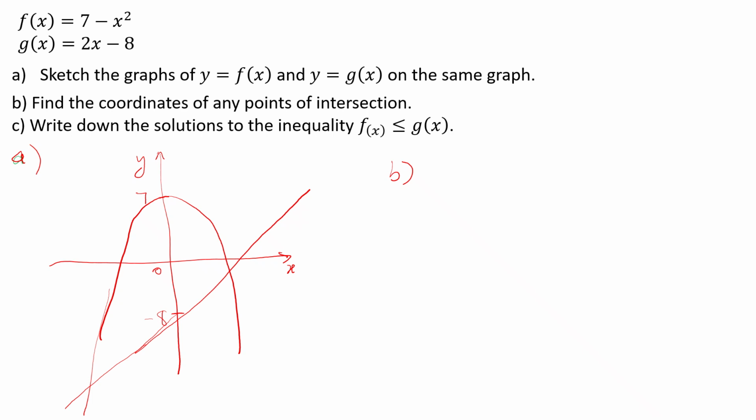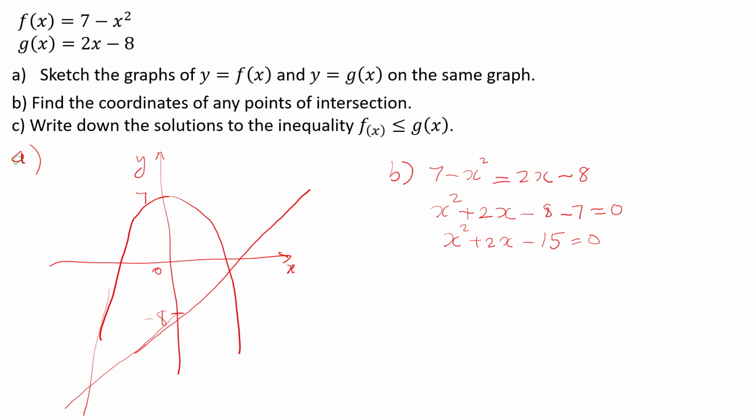We need to equate both equations. 7 minus x squared equals 2x minus 8. Now rearrange. I'm going to move the 7 minus x squared to the other side, which gives x squared plus 2x minus 15 equals 0.